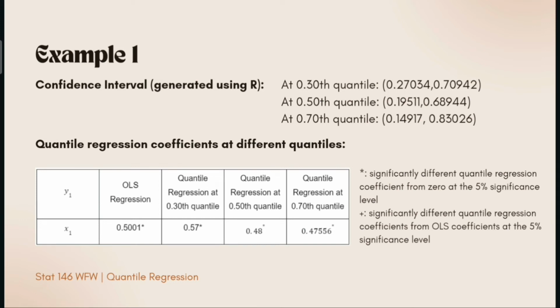So, saan nga ba natin magagamit itong confidence intervals na ito? Magagamit natin sila to know if significant pa yung coefficients na nakuha natin per quantile. Dito sa unang example natin, makikita natin na may mga asterisk or star beside the coefficients, and this means that they are significantly different from 0 at the 5% significance level. Malalaman natin na significantly different from 0 yung ating quantile regression coefficient kapag hindi kasama yung 0 sa nakuha nating confidence interval ng corresponding coefficient.